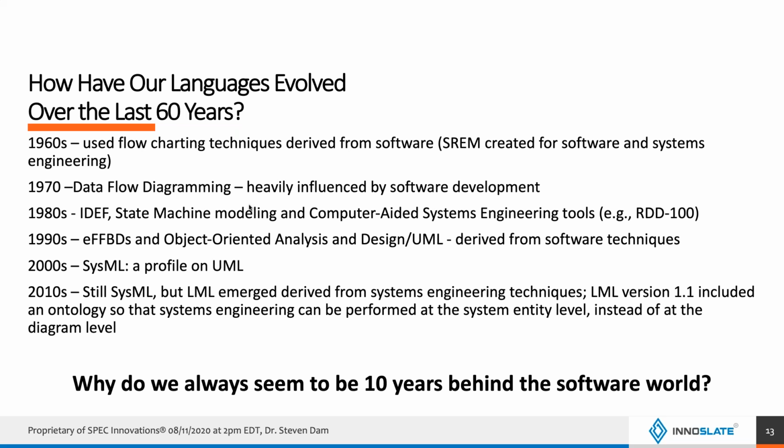But things like Lifecycle Modeling Language have emerged to help provide an ontology for the SysML. In fact, that was provided back in 2014 as version 1.1 of LML. It provided an ontology that easily can be used to represent all the SysML diagrams. So again, the key is focusing at the systems level instead of at the diagram level. How can we work this as a system? And why do we always seem to be 10 years behind the software people?